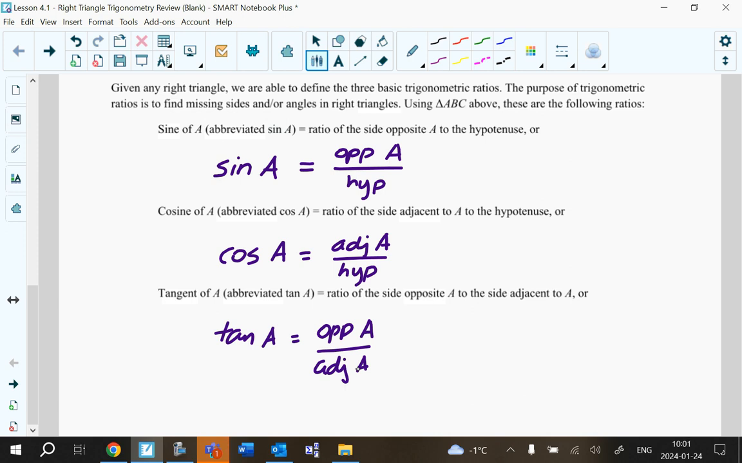How do we remember all these? Which you could see on the next page. It's math that's used in physics. SOHCAHTOA.